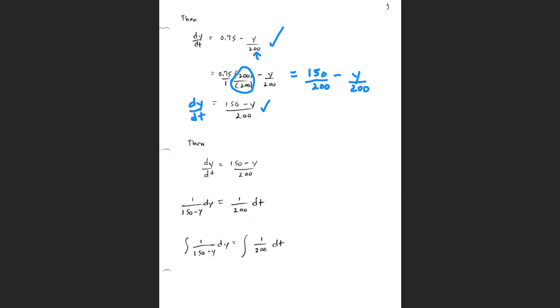Now we can separate the variables. Okay, so we're down to here. Let me give you a moment to catch up, see if there are any questions.